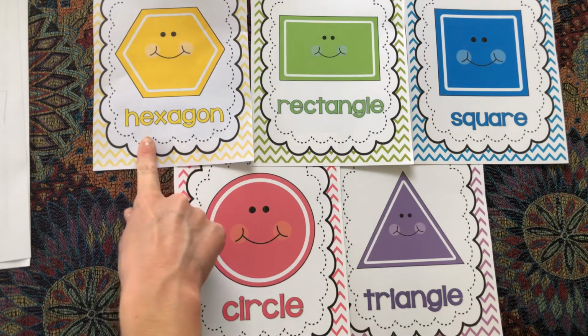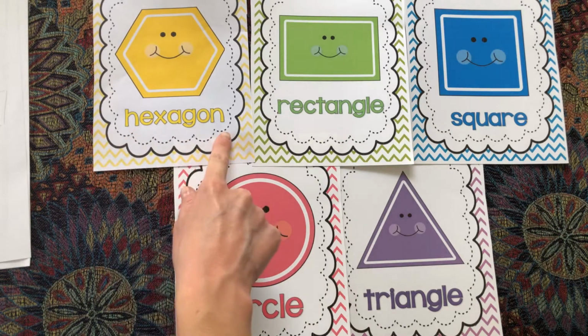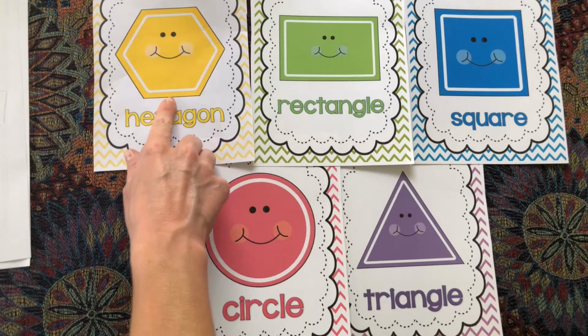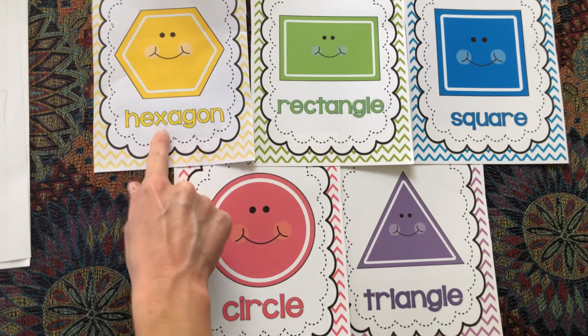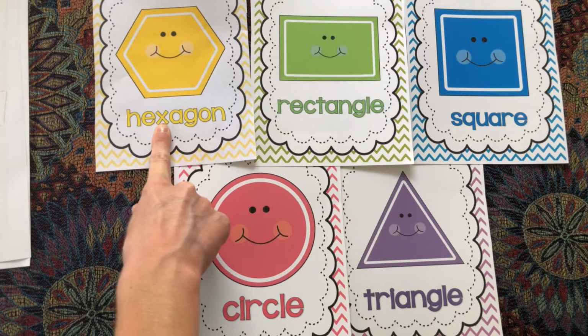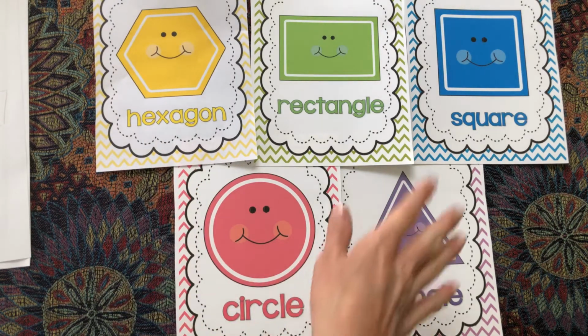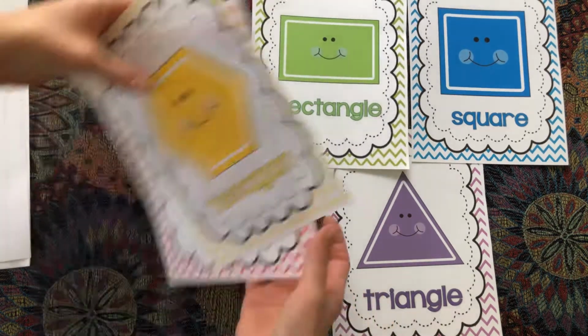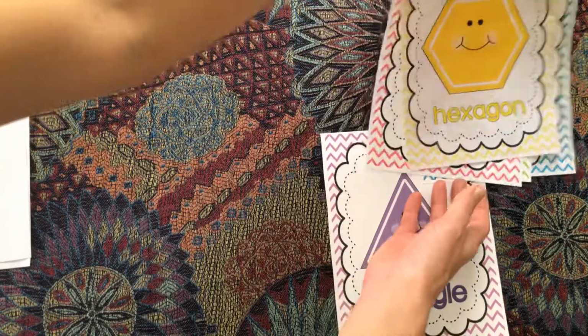And the shape we learned about yesterday, a hexagon, has 6 sides and 6 vertices. The X helps me remember that there are 6 sides and 6 vertices. So we have shapes that might have the same amount of sides and vertices and shapes that have a different amount. Put these aside.